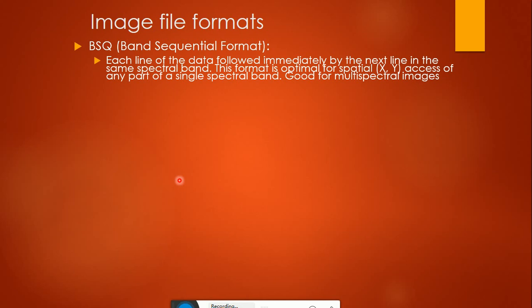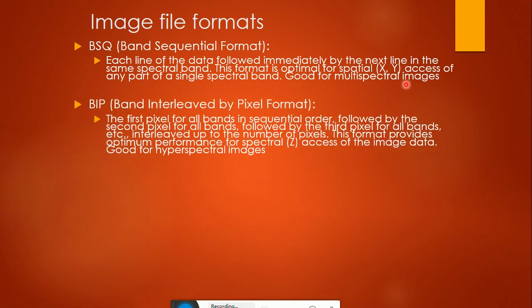Then, if we look again, what is BSQ? Band sequential format. BSQ is very good for multispectral images. BIP is the band interleaved by pixel format. It is good for hyperspectral images. And BIL is the band interleaved by line format and good for images with 20 to 60 bands.